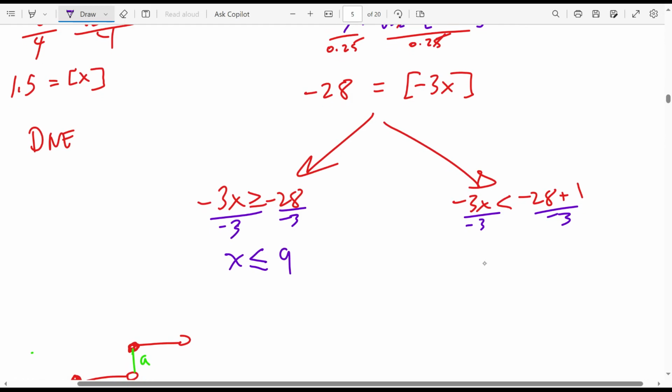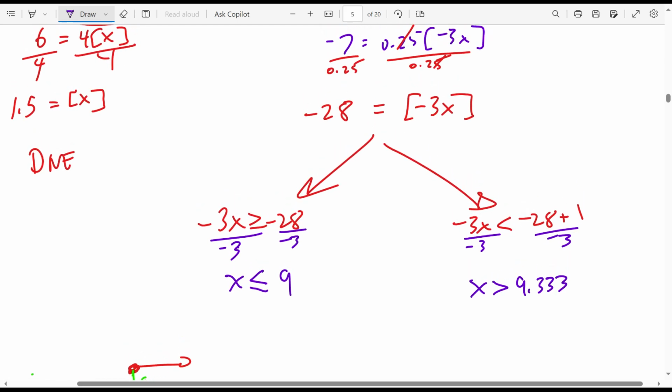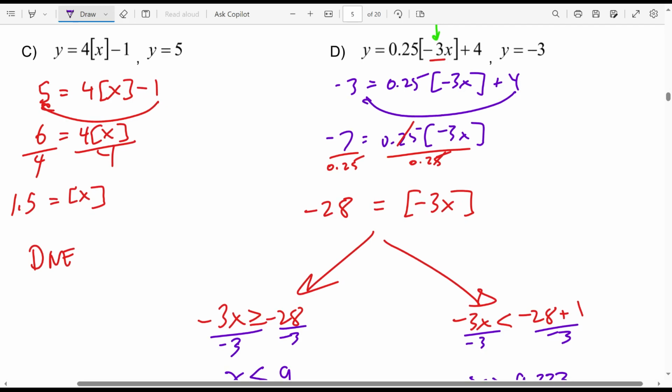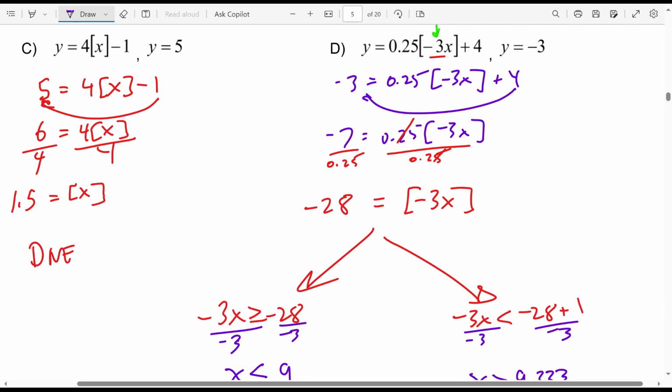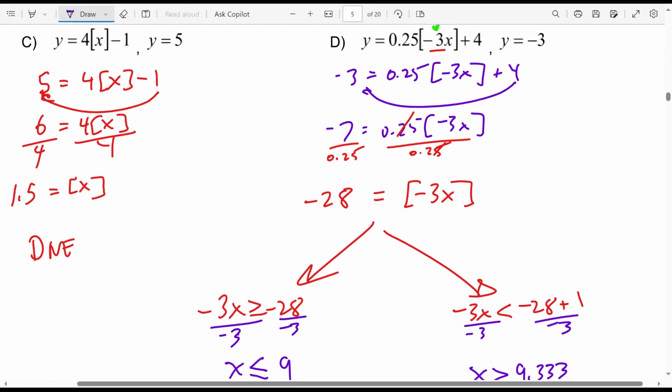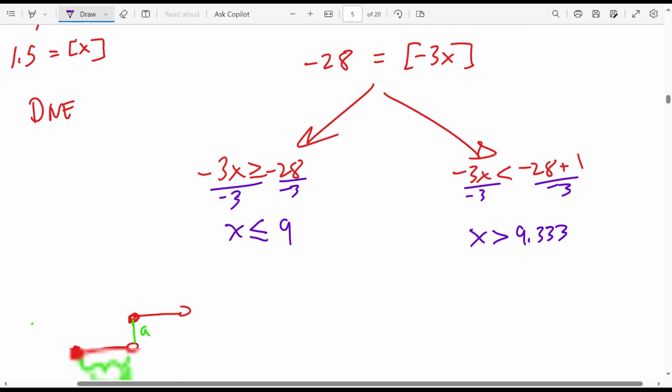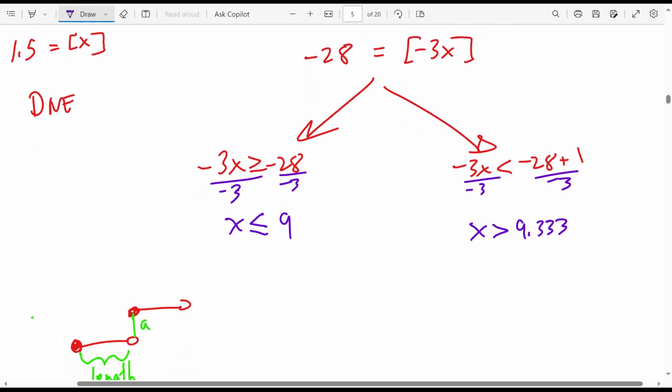And then on this one here, I'm going to have x is greater than 9.333 repeating. I feel like something's wrong there because my arrows are going in the wrong direction. Where was the 0.25 positive? It was negative? Divided by the negative? I feel like something's wonky here. What am I missing? I divided by -3, I'd have a positive value. It's just I don't like the less than when I divided by the negative. That's bothering me.